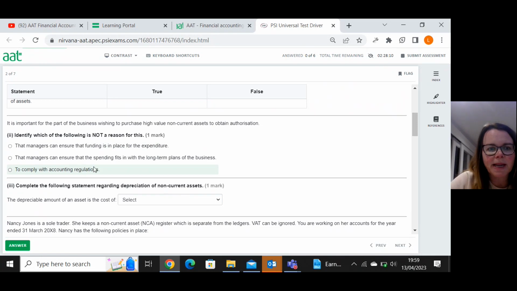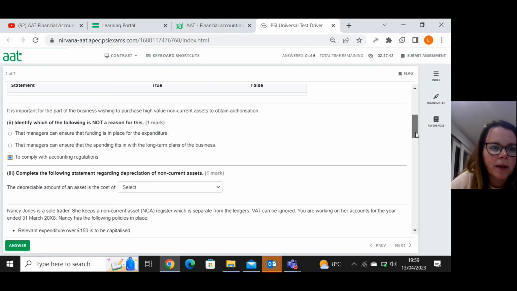Managers can ensure that the spending fits in with the long-term plans of the business. Again, that is a reason why. So not the answer. So I'm hoping it's the last one. To comply with accounting regulations. So that is the correct answer because it's an internal situation, obtaining authorization. It's about running the business effectively. It's got nothing to do with accounting regulations.